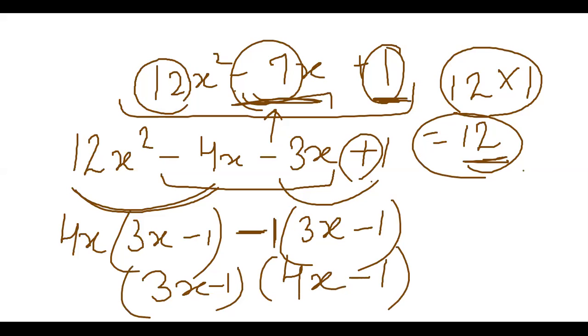That means अगर हम 3x minus 1 से डिवाइड करते हैं इस एक्सप्रेशन को तो रिमाइंडर 0 आएगा, और अगर हम 4x minus 1 से डिवाइड करते हैं then also you will get the remainder 0.